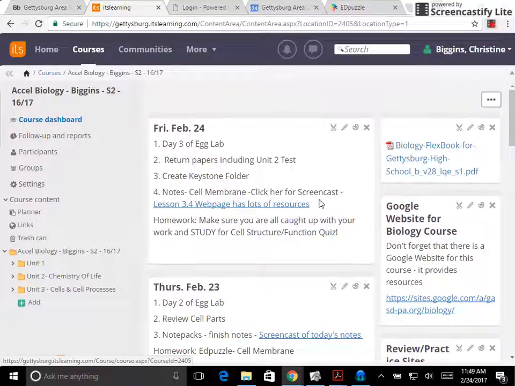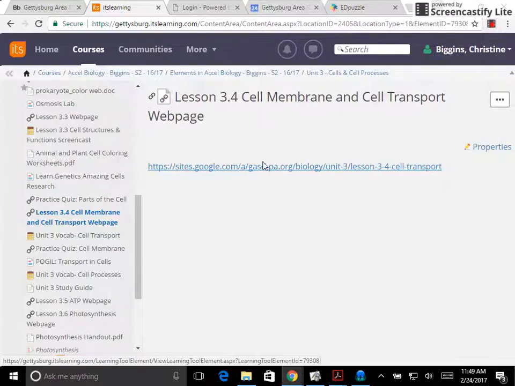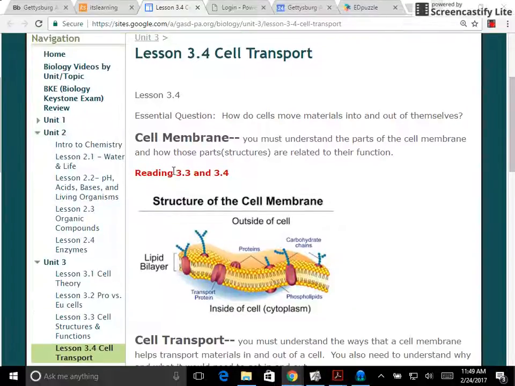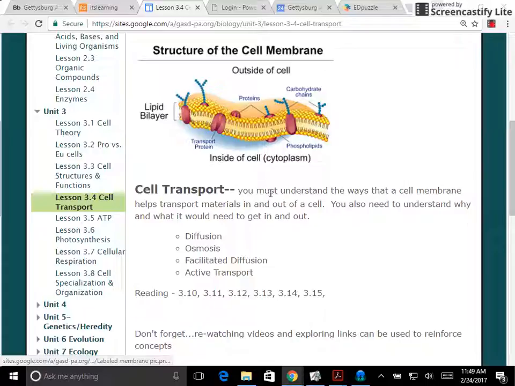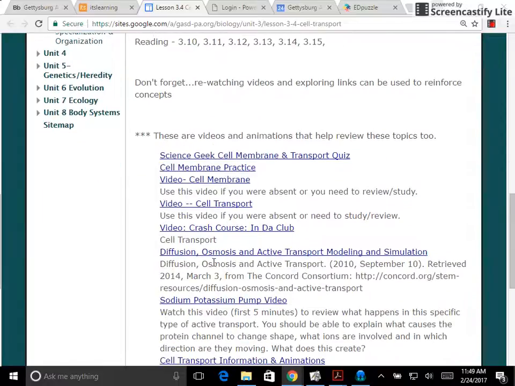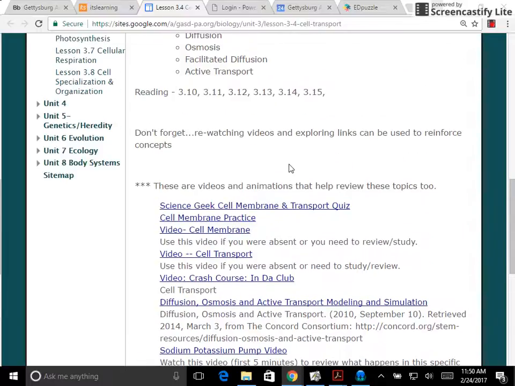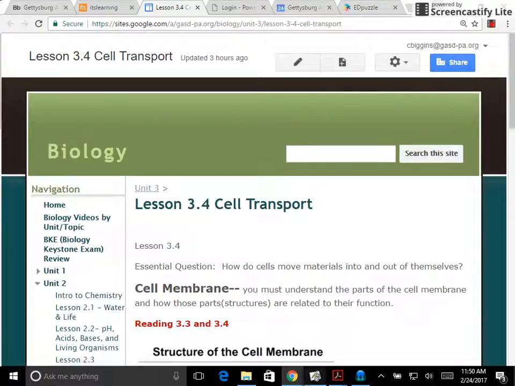Just a reminder, there is a Google website for this biology course. If you click on this link, for example, this lesson on 3.4, will actually take you to the Google site. And there's a reminder of where the reading is to do some extra practice, a labeled picture of the cell membrane, chapter sections for cell transport, and then a ton of different animations. Again, if you're just struggling with something in class, it might help to take a few minutes and watch a different video or go through a different animation. This really does require some repetition.